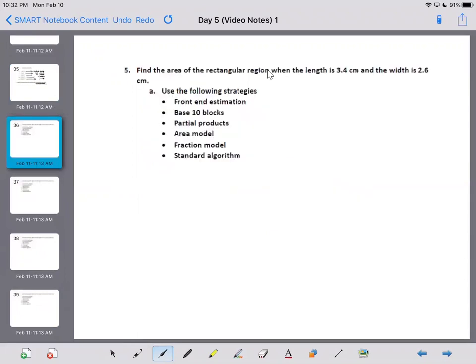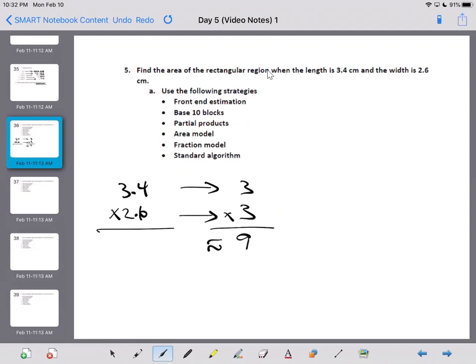So we're going to look at just a couple of problems here with different strategies. With front end estimation, we're going to look at 3 4/10 multiplied by 2 6/10. So we're going to see that that's approximately 3, approximately 3. So we multiply that, we're going to get approximately 9 as an answer. And we know we rounded one of them up and one of them down. So we know somewhere around 9.